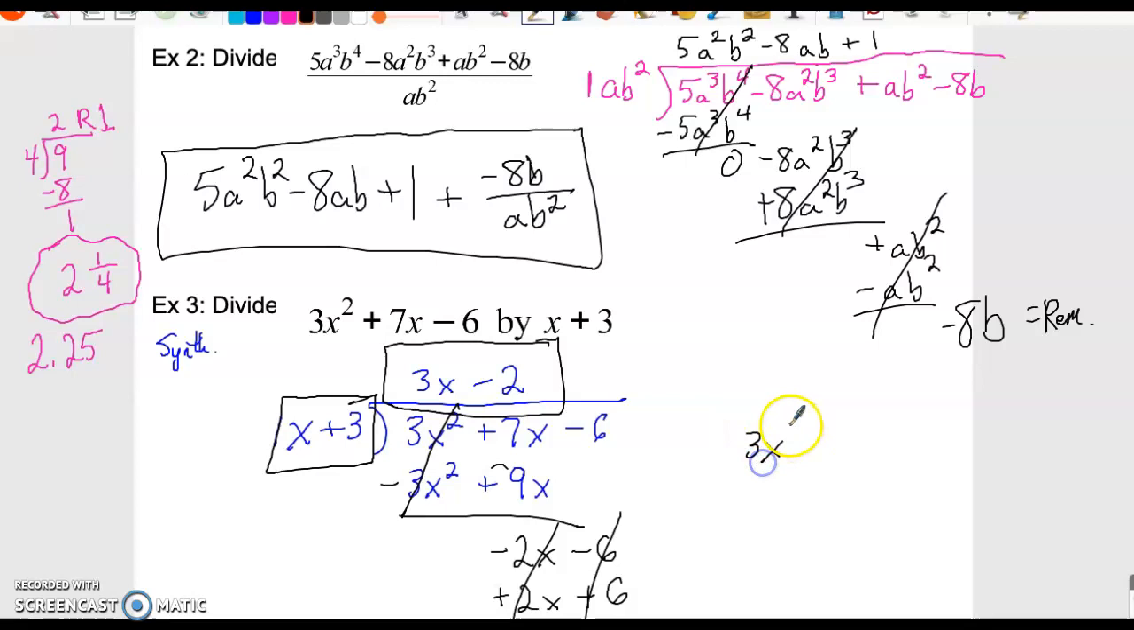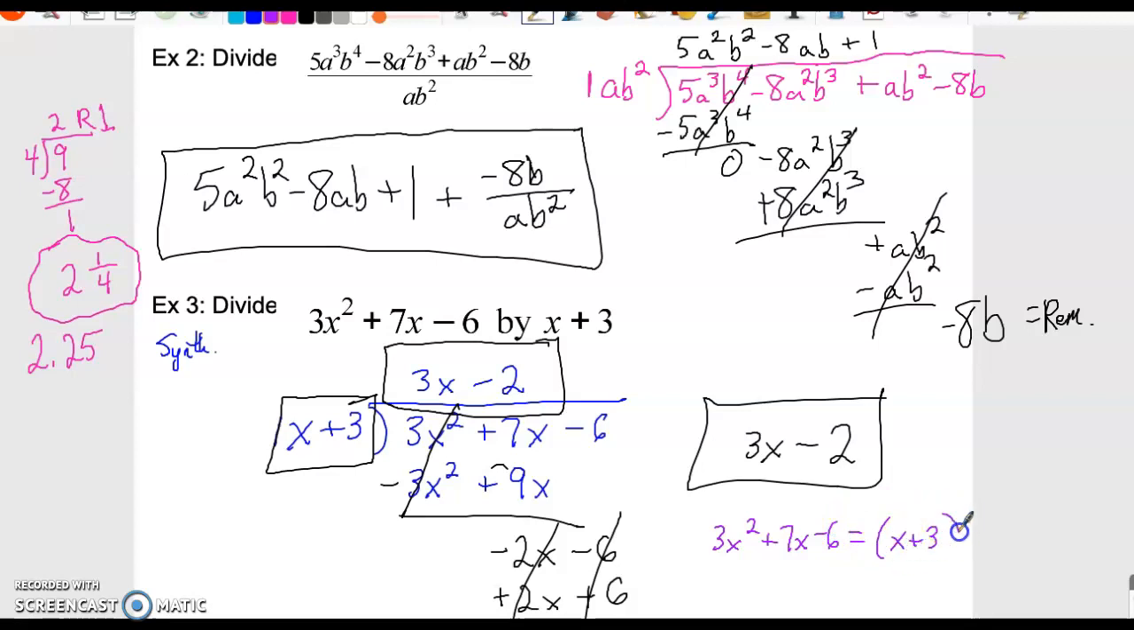So in other words, well, let me just write the answer. The answer is 3x minus 2. But the whole point of us doing that is for you to recognize that 3x squared plus 7x minus 6 is equal to that quantity of x plus 3 times 3x minus 2. So it's a different way of understanding how to factor. And you can get through all of this class, all of this textbook without understanding this concept. But I do think it's important as a math student to understand, so this is the answer I really care about.